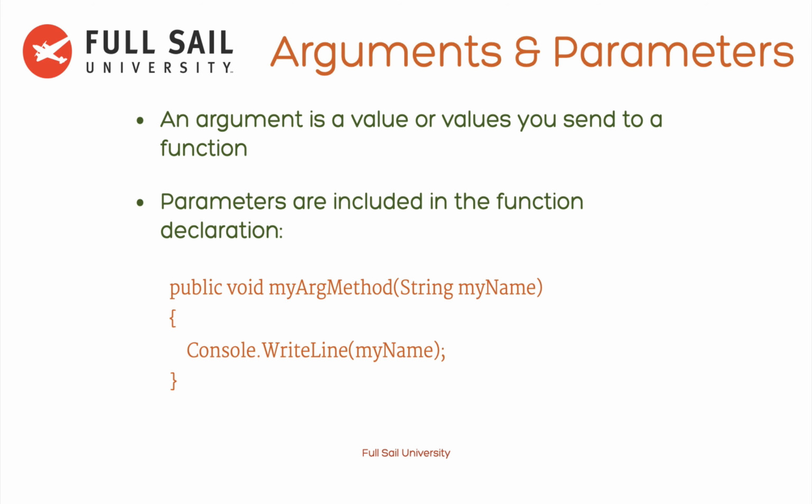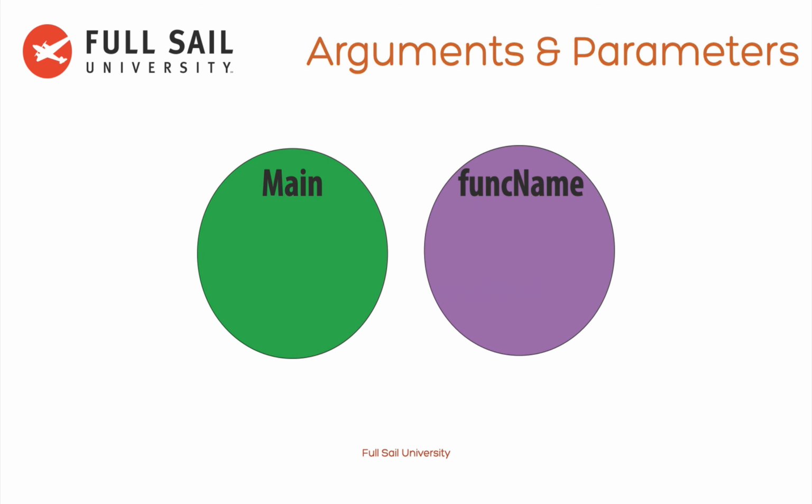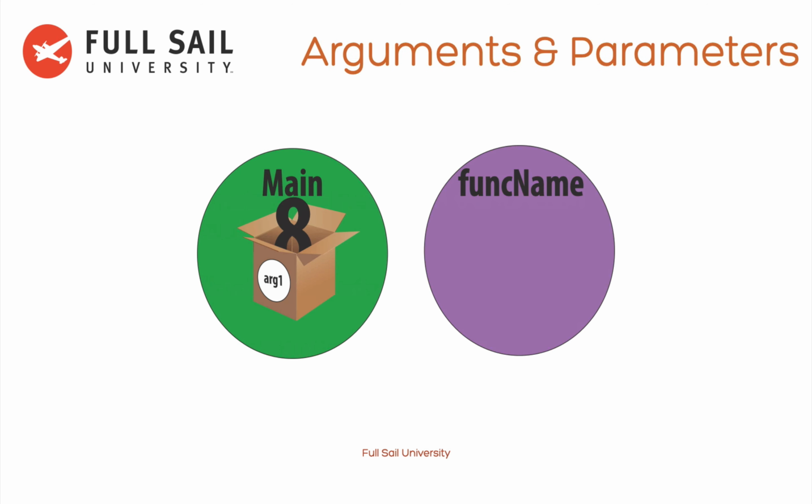So, picture these two circles as the main method and a function named method. The method is called function name. So in the main method, we have a variable, because remember we talked about variables being a box. And inside of it, we're going to put the value integer of 8, okay? Now, what happens is, this is going to be the argument inside of our function call.